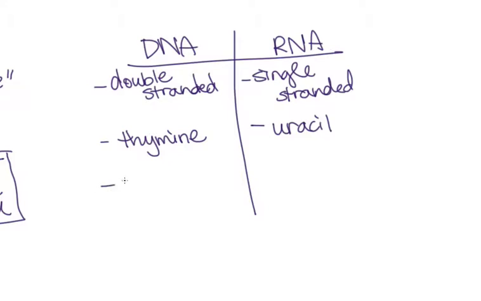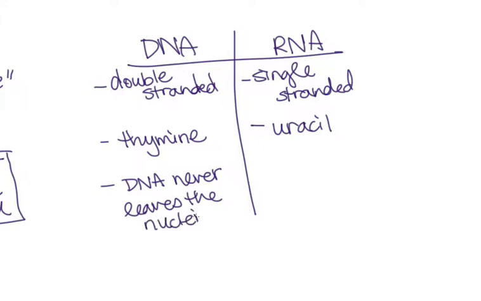And then the last thing is, in eukaryotic cells, there's a nuclear membrane. The DNA never leaves the nucleus. In eukaryotic cells, that would be cells of animals, plants, fungus, and protists. Anything with a nucleus. If the cell has a nucleus, DNA doesn't leave. RNA, on the other hand, it does leave the nucleus in eukaryotic cells.